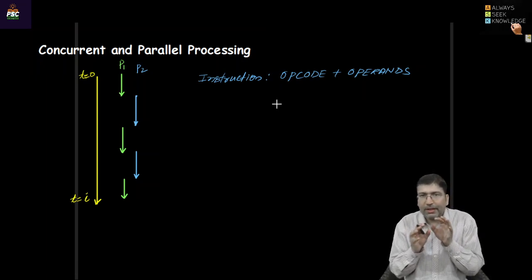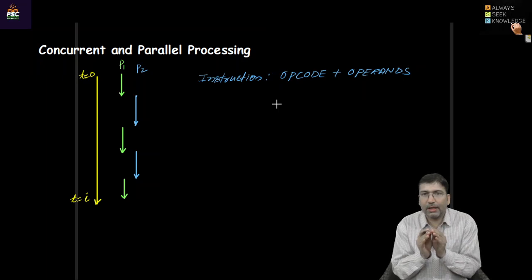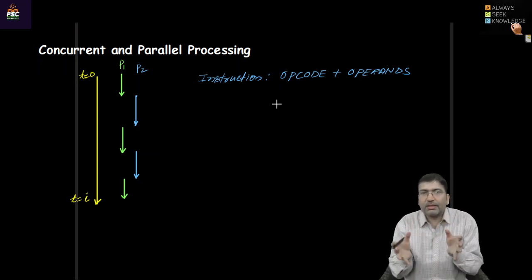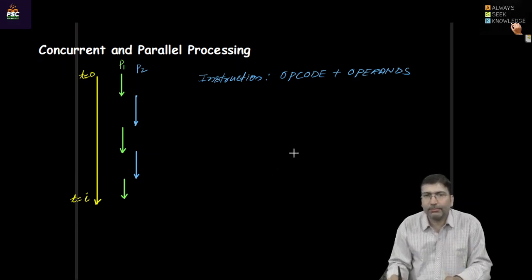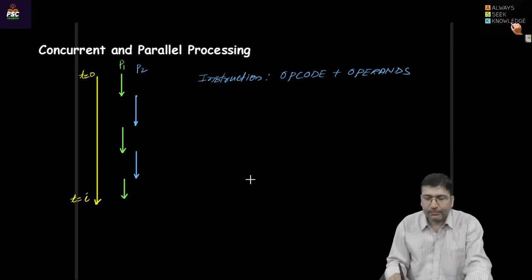So if we can divide some instruction or set of instructions in a program that are independent of each other, and if we have parallel processing architecture, we can execute every instruction in parallel, and in that way we can speed up the execution of the program, right? So let me take an example and then you will be clear on this.